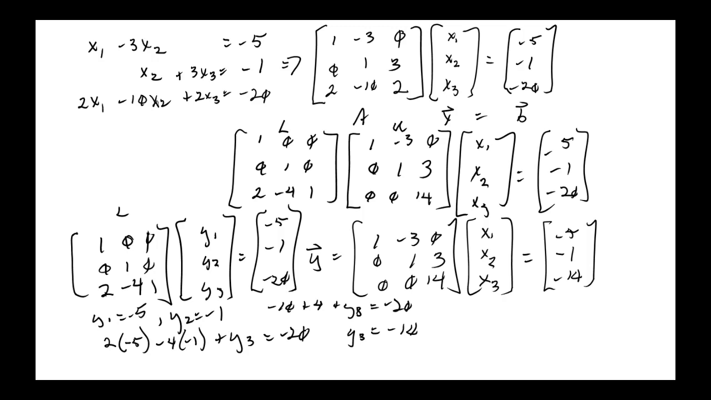This one is this times this. This plus this plus this equals that. Well, that's just going to be y1 equals negative 5. Then it's this plus this plus this is equal to negative 1. Well, the only one to give you anything is y2 is negative 1. And then the third one is the product of these plus the product of those plus the product of these is equal to the third, minus 20. Just an equation that came from your matrix multiplication.